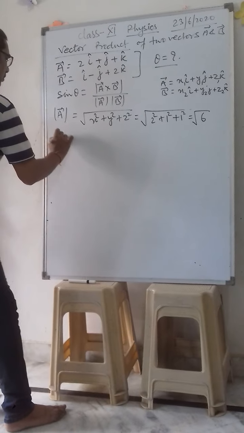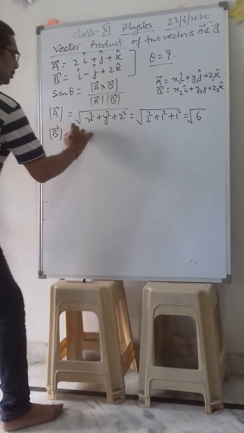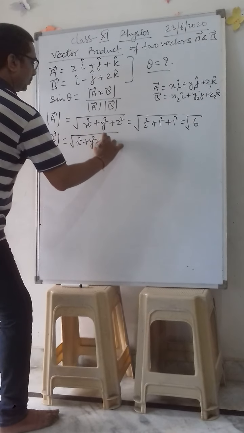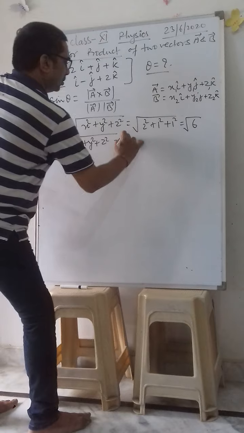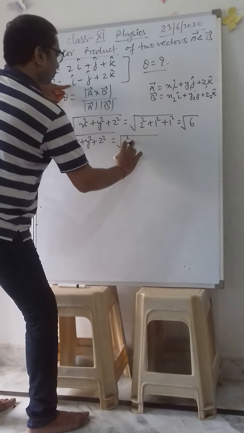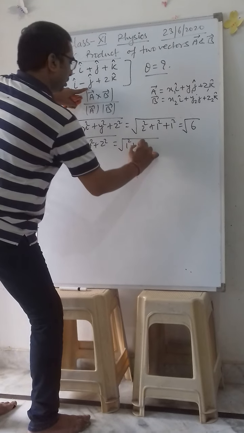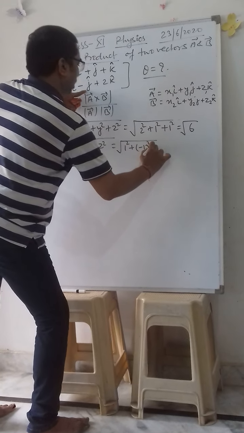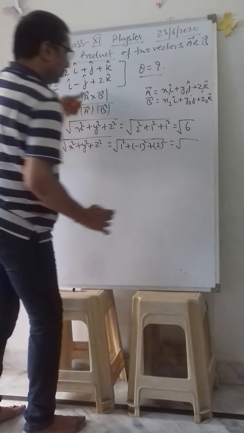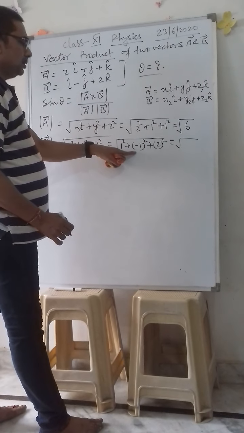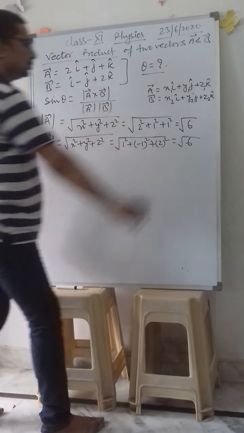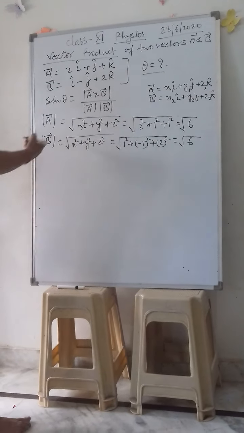Similarly, mode of vector B equal to root of x square plus y square plus z square. Here x is 1 square plus y is minus 1 square plus z is 2 square. So we have 1 plus 1 is equal to 2, and 4. 2 plus 4 is 6. It is also root 6. Now A cross B, how much?